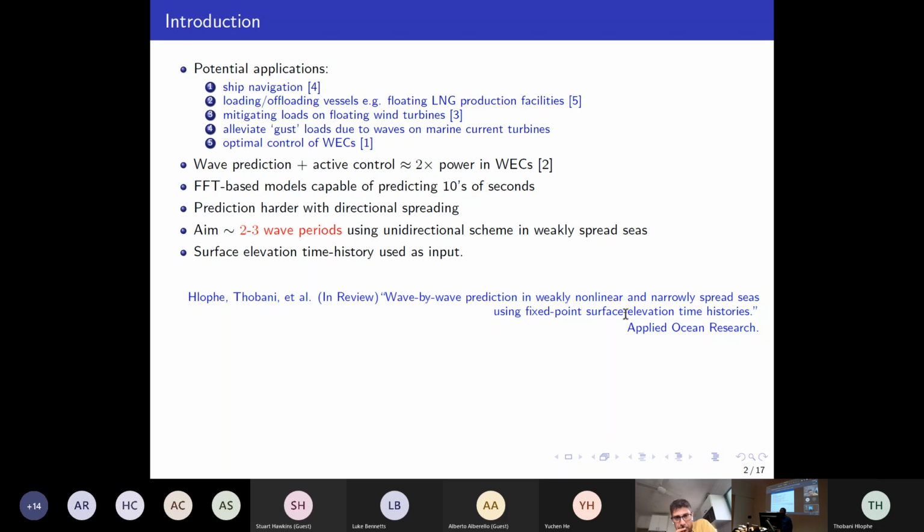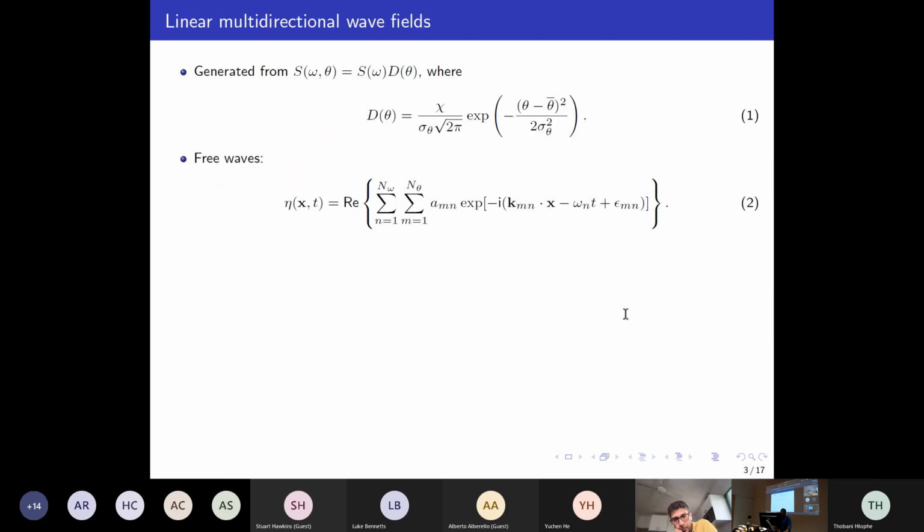And the aim here is to predict 2 to 3 wave periods, which we think is going to be enough for control of wave energy converters. But we are using a unidirectional scheme in weakly spread seas, typically less than 10 degrees, described by the standard deviation of the Gaussian distribution function. And we use surface elevation time histories as input into this model.